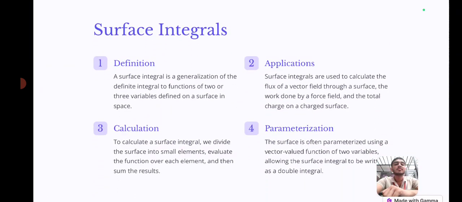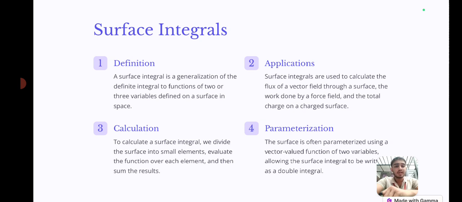Surface integrals: definition, application, calculation, parameterization. Definition: a surface integral is a generalization of the definite integral to functions of two or three variables defined on a surface in space. Applications: surface integrals are used to calculate the flux of a vector field through a surface, work done by a force field, and the total charge on a charged surface.